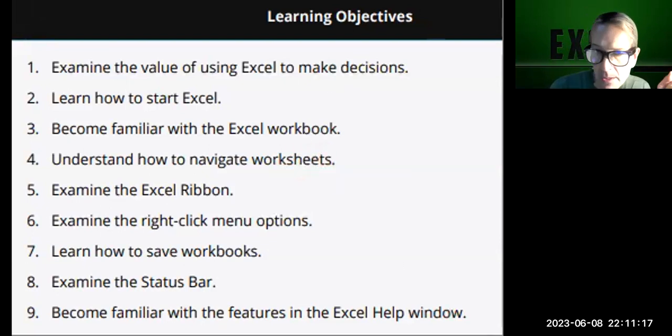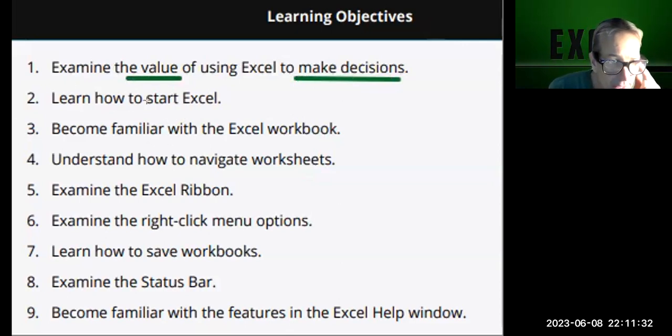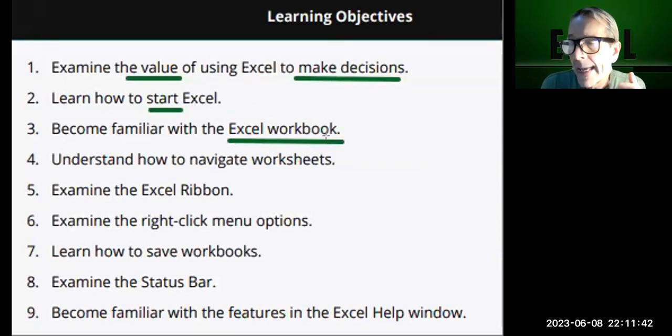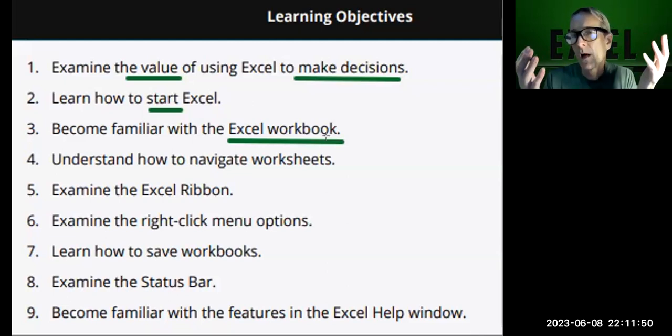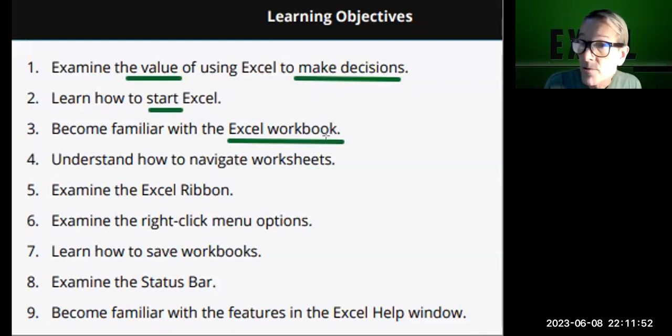So let's see what's important here. Let's see if I agree with what they say is important. They discuss the value of using Excel to make decisions. Okay, that's true. Learn how to start Excel. Some of you know how to do that. Become familiar with the Excel workbook. This might be new for some of you. An Excel file, a project, is a standalone file on your computer. You open up the project, you close it, you save it. It's known as a workbook.